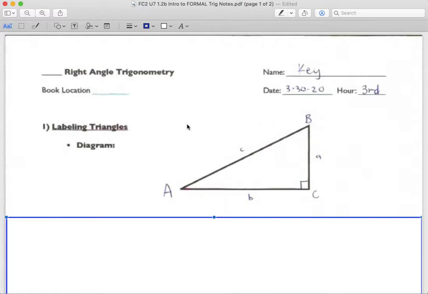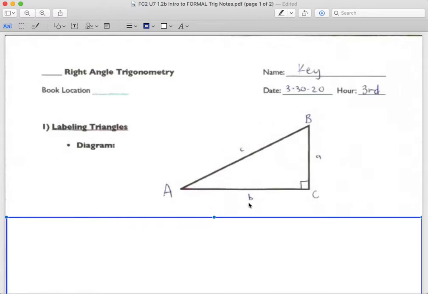With this trigonometry, this measuring of triangles, we're going to get to a point eventually where we use the sine, cosine, and tangent, those trig functions. We're going to use those three functions to find missing pieces of right triangles, either a missing angle or a missing side length.